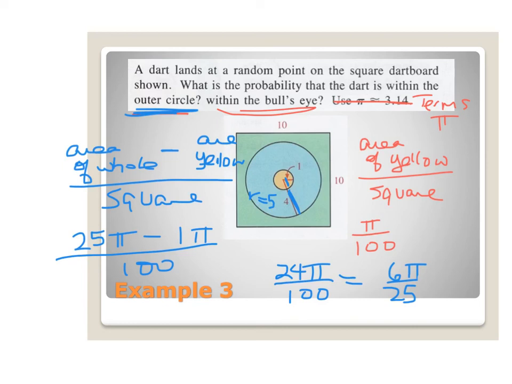So your homework for this lesson is 11 for practice B. And now we're going to cover the other probability from chapter 12. So everyone look for your 12-1 notes.